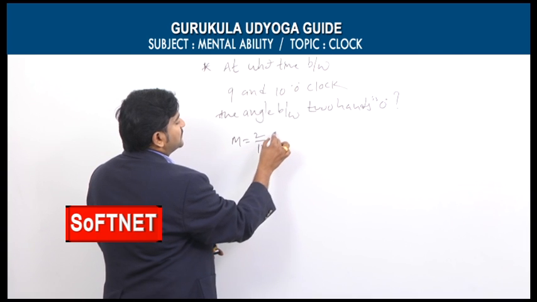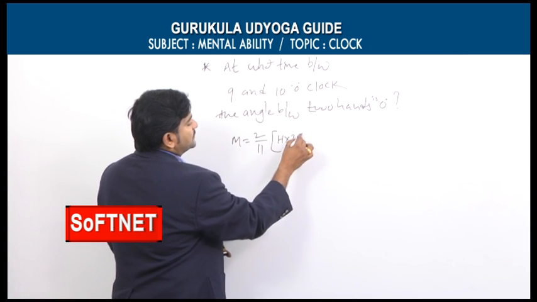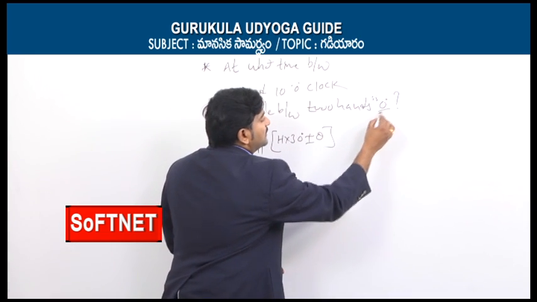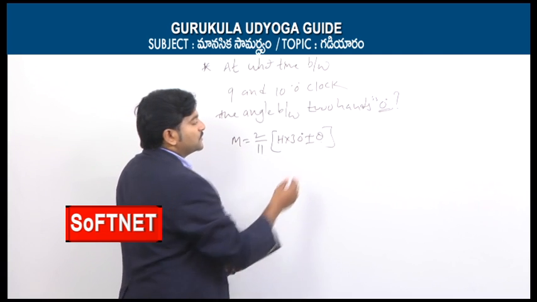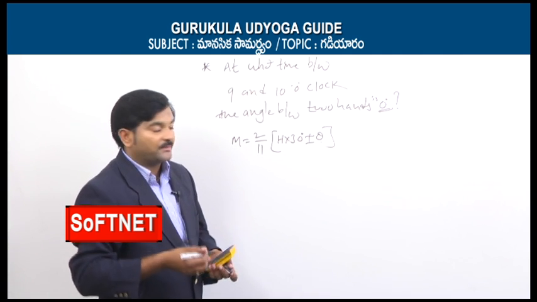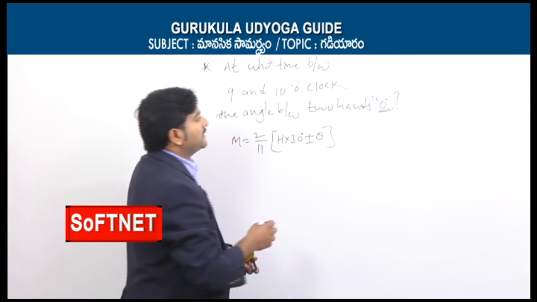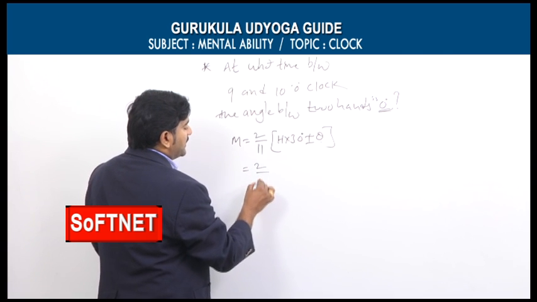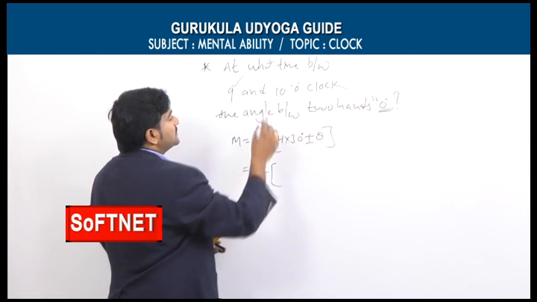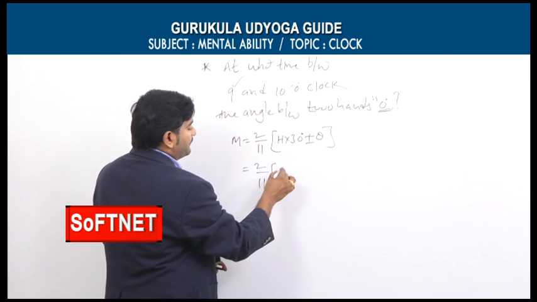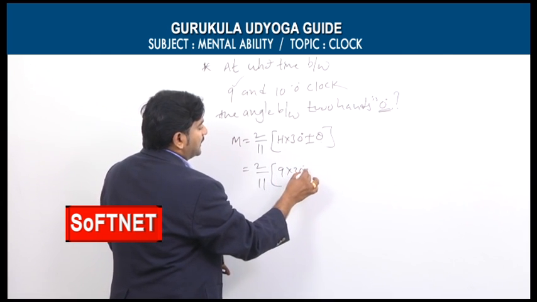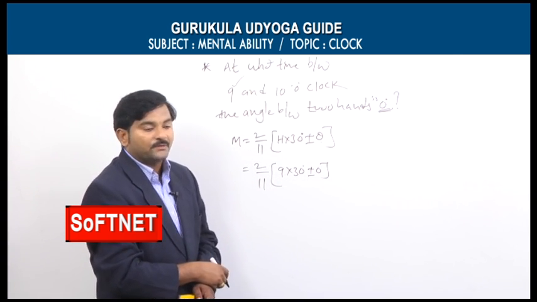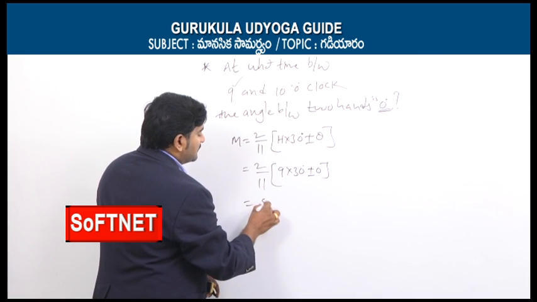The formula is m equals 2 by 11 into h into 30 plus or minus theta. Since he directly mentioned the word 0 degrees, here we can take theta equal to 0, no issue. Coincide means we may be in a dilemma, but he only mentioned at what time between 9 and 10 the angle between the two hands is 0 degrees. So we can take theta equal to 0. 2 by 11 into h. What is our starting hour here? Starting hour is equal to 9. That's why 9 into 30 plus or minus 0. Again 9 into 30 means 270. 270 into 2 means 540 degrees.